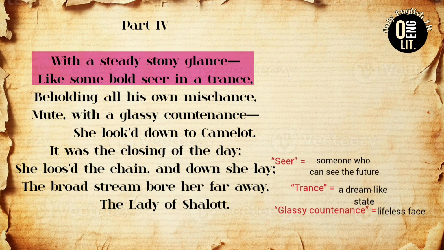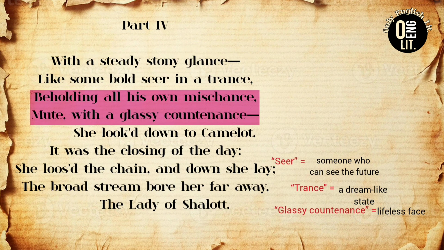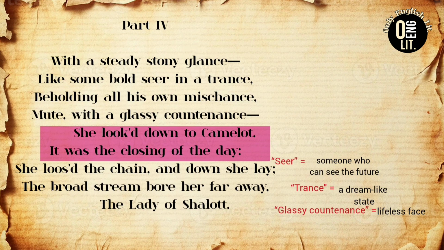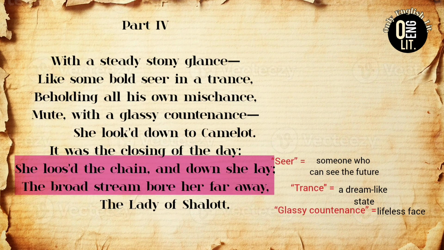She looks with a fixed, emotionless expression like someone who can see the future in a dreamlike state that holds her ill fate. With a silent and pale face, her eyes looked down at Camelot. At the end of the day, or the sunset time, the Lady of Shalott loosens the chain of the boat where she lies down, and the river carries her away.